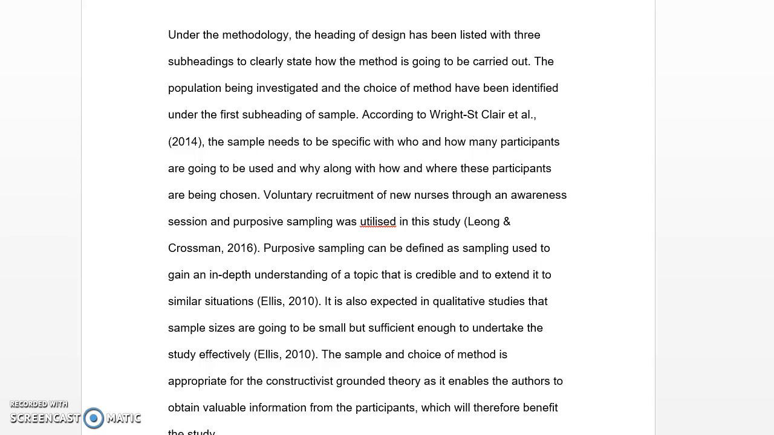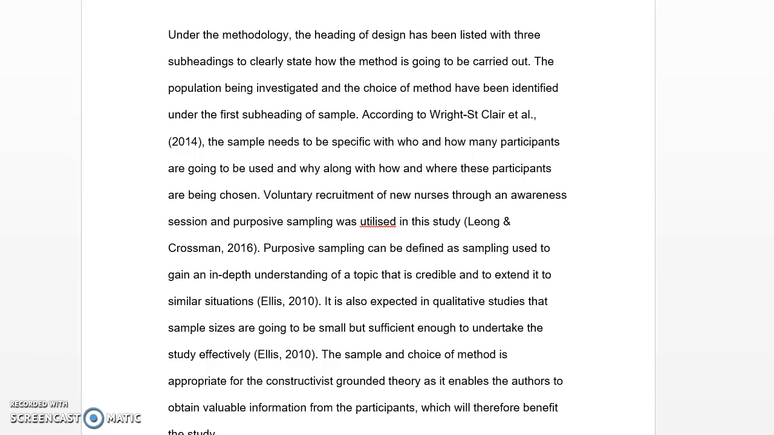Then she says, and then the word purposive sampling is used in this sentence here. Okay, now of course the people that are marking your paper understand what purposive sampling is, but you need to demonstrate that you understand it. So she goes on in the next sentence to demonstrate this, where she says purposive sampling can be defined as something. It's beautiful. It's demonstrating that she understands it.